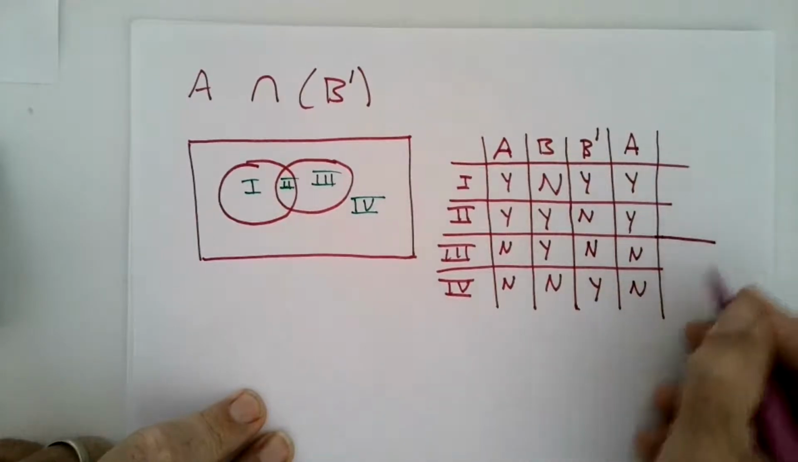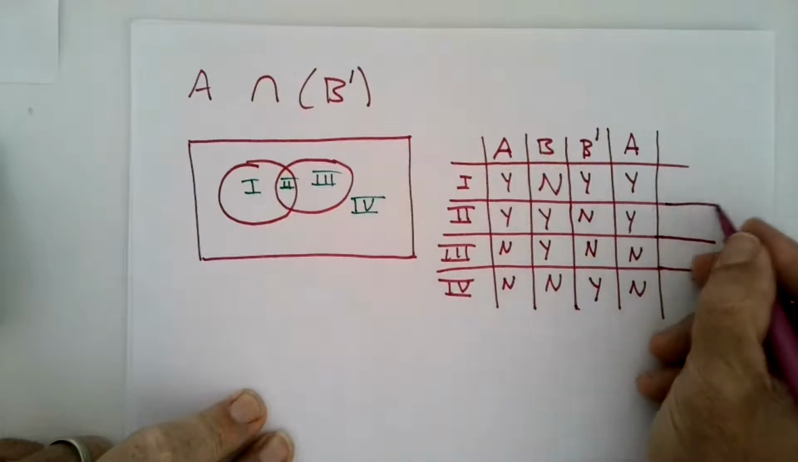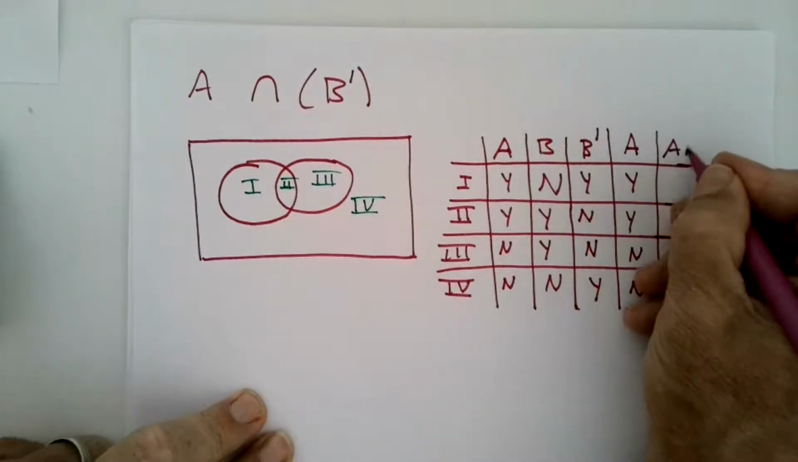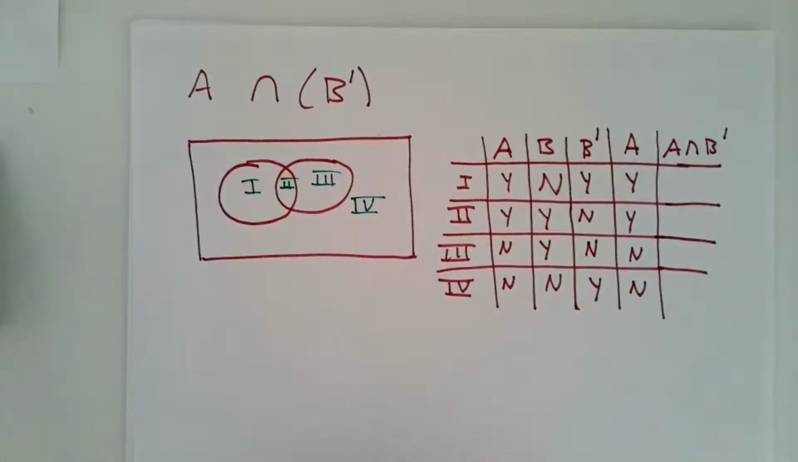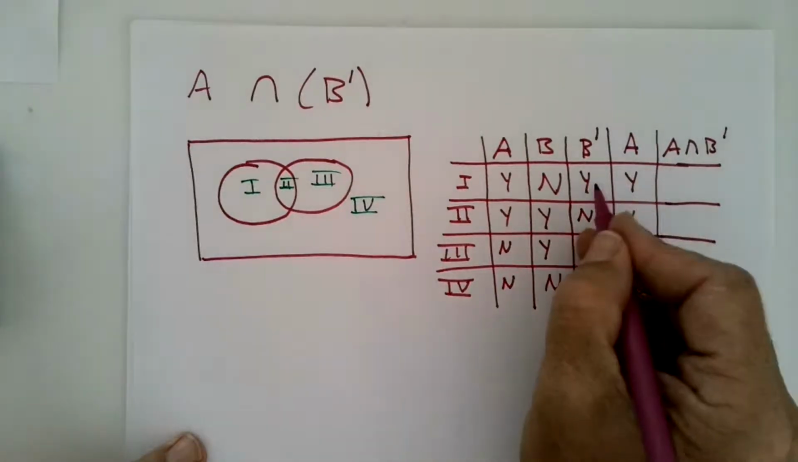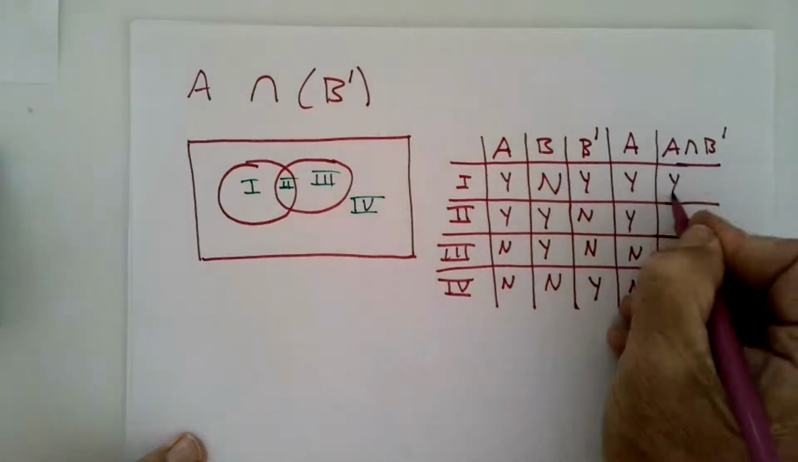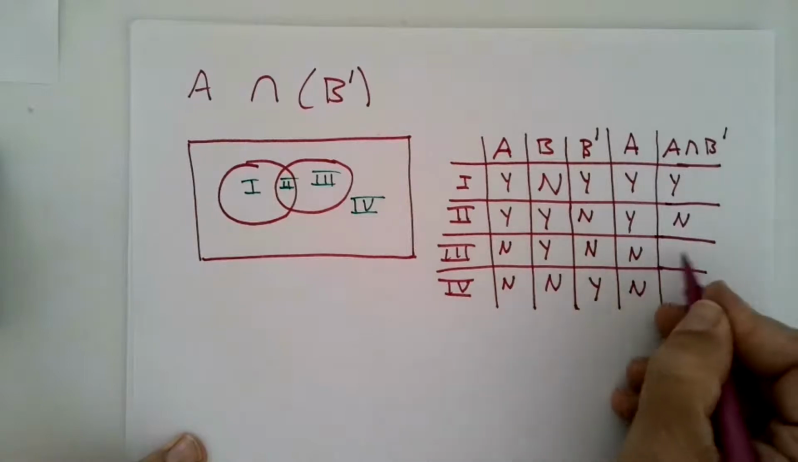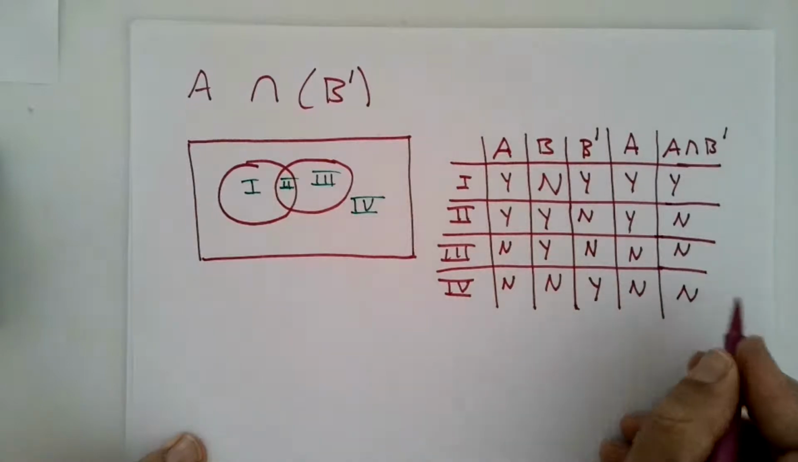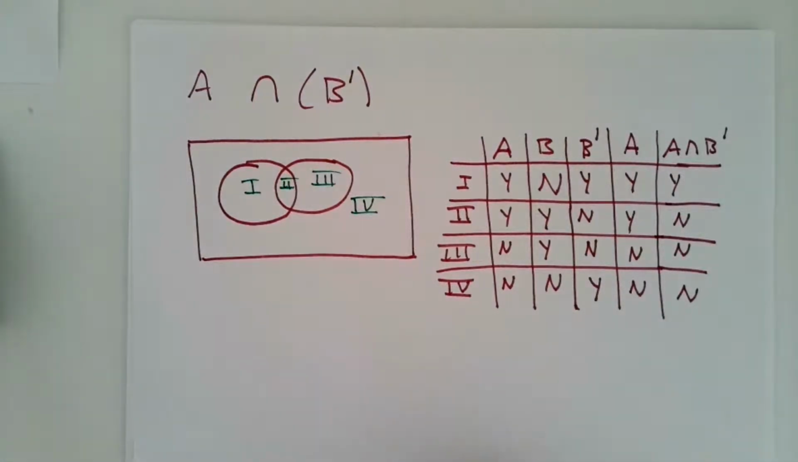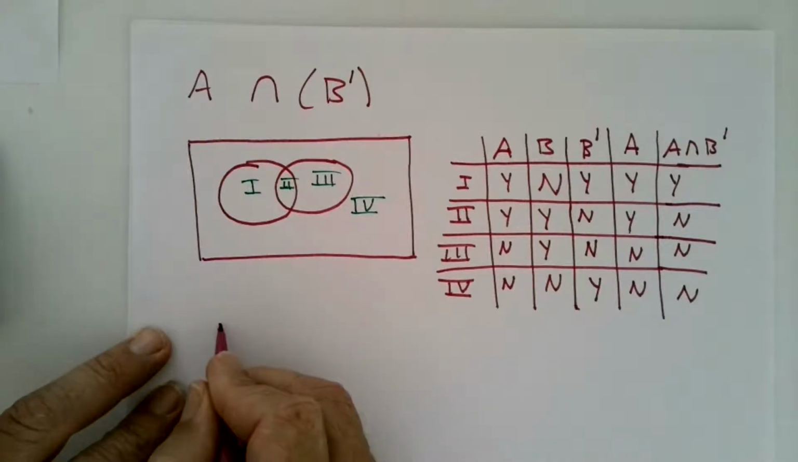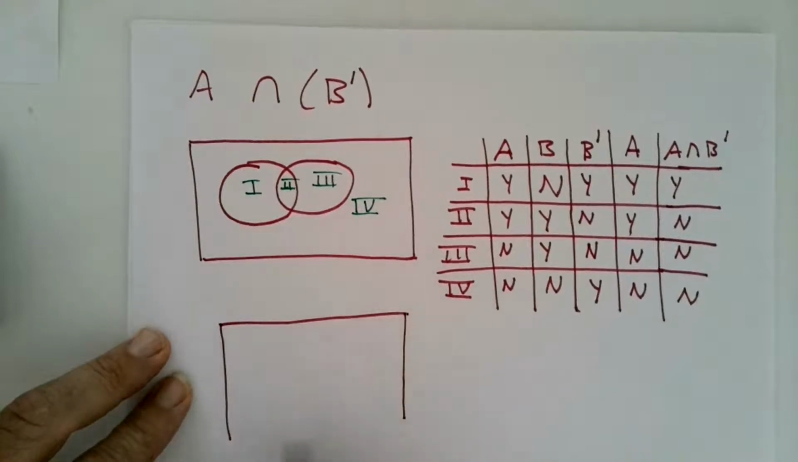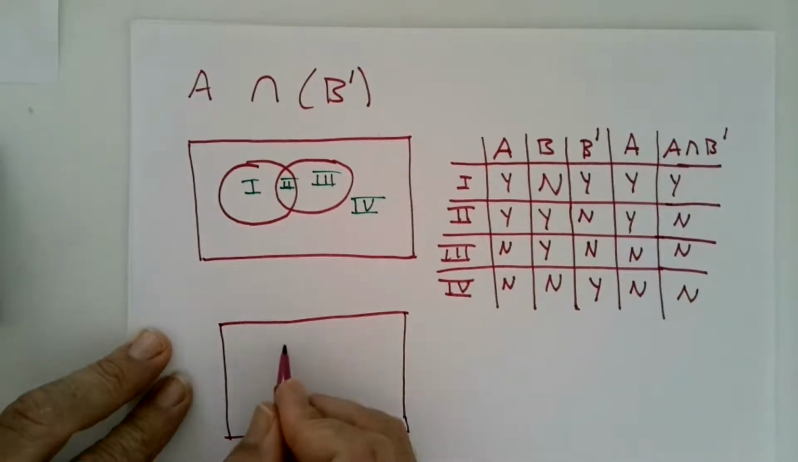So I finish this off with what? With A and B complement. A intersect B complement. It's got to be in both. It's got to be in both for me to graph it, for me to shade it. A and B, is it in both? Yes and yes, yes it is. In both, no. In both, no. So the only region I shade for A intersect B complement is just region 1. And maybe you could have thought that directly. So let's look at this.